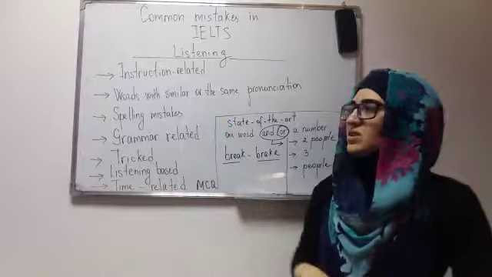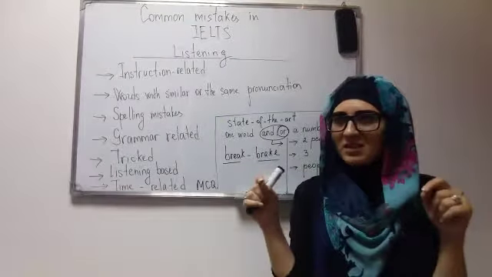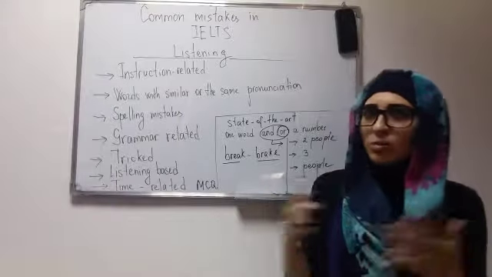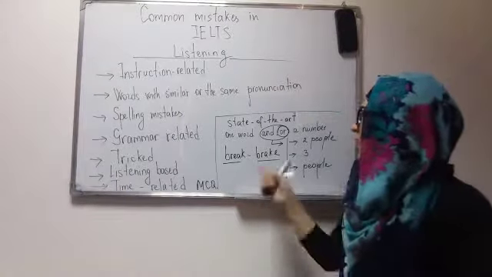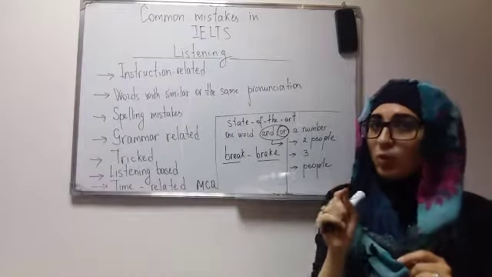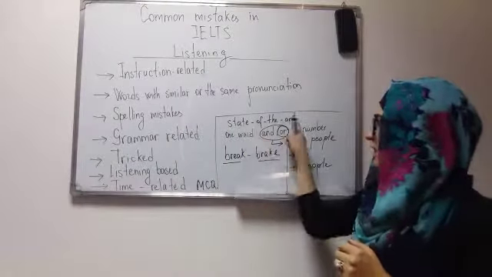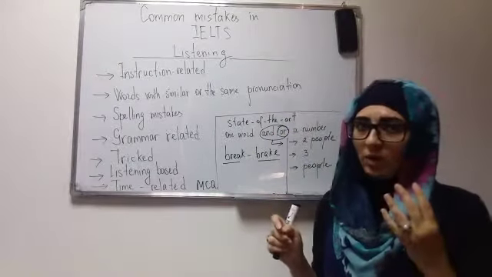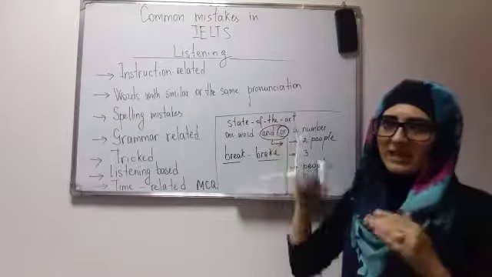So, starting with instruction-related: instructions are the sentences that are given at the beginning of the test, like 1 word only, 2 words only, no more than 3 words, something like this. First of all, I want to mention that hyphenated words are considered to be 1 word. For example, the word state-of-the-art, we have hyphens here, as you see. This is not considered to be 4 words. This is 1 word, state-of-the-art.